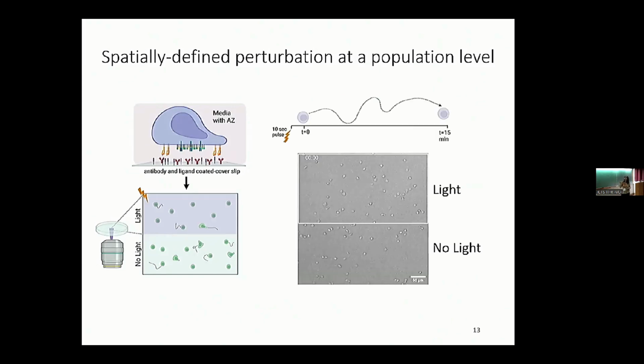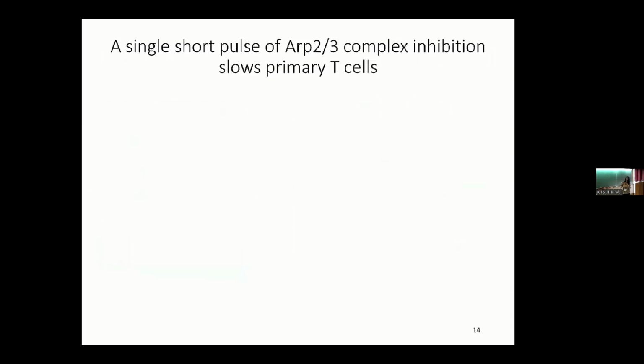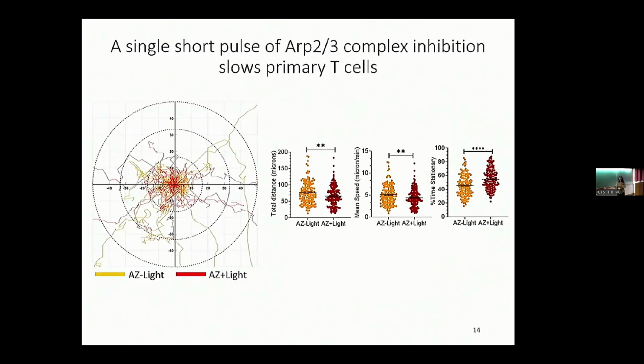And then we followed these cells for up to 15 minutes and tracked their trajectories. And very interestingly, we see that a single short pulse of ARP2/3 complex inhibition was actually enough to slow down these primary T cells migrating around with respect to their total distance, the mean speed of their trajectories, as well as the time they spent stationary.